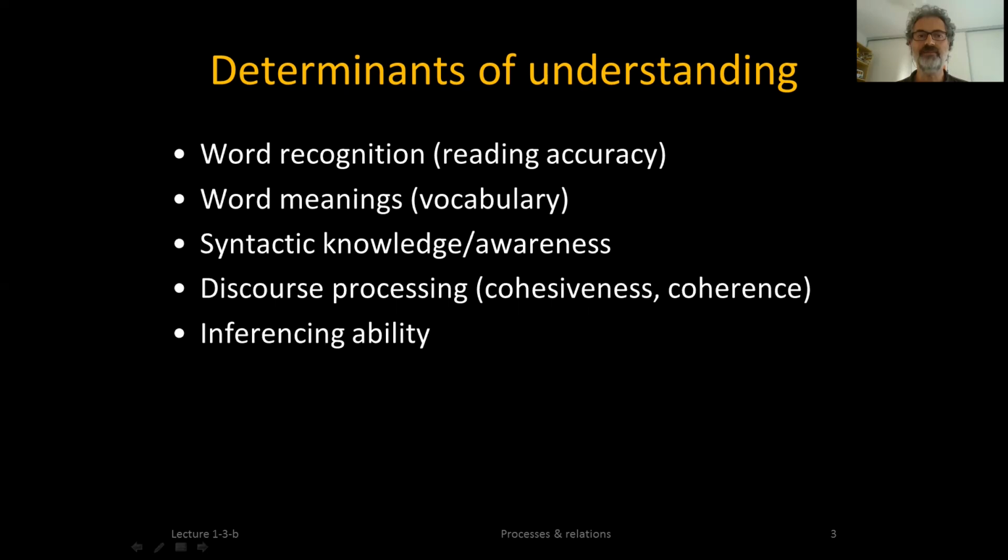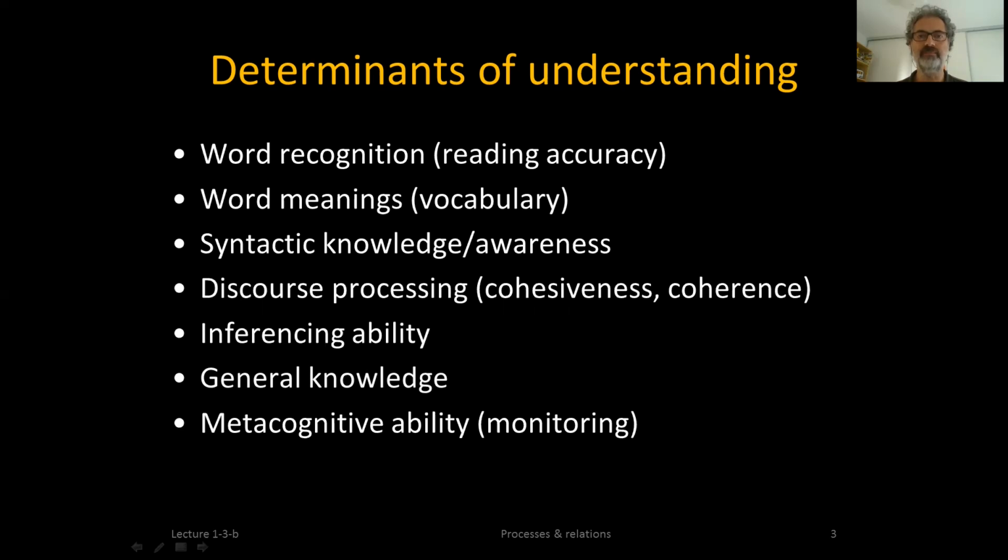To make sense of things, either while connecting two sentences or while integrating sentences throughout the text and with your background knowledge, you need to be able to make the right inferences. So inferencing ability is very important for understanding. And then in order to integrate with general knowledge in the appropriate way, you need to have the appropriate kind of general knowledge. So having a lot of background knowledge is important for being able to understand.